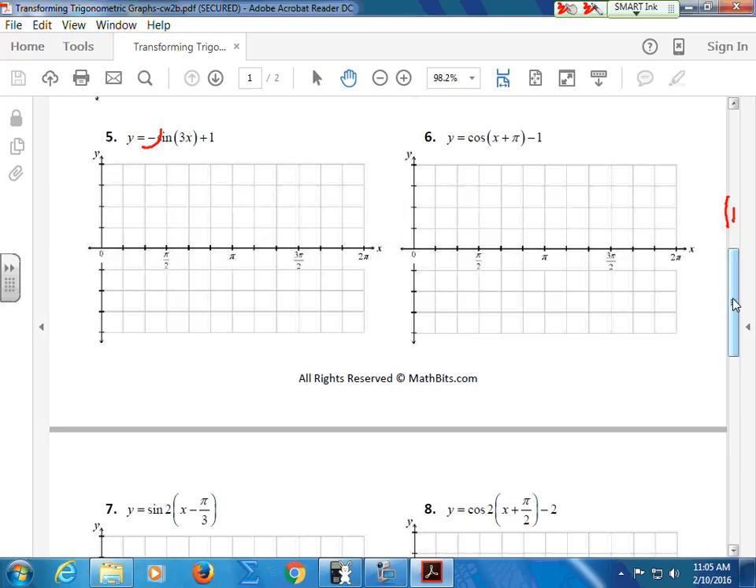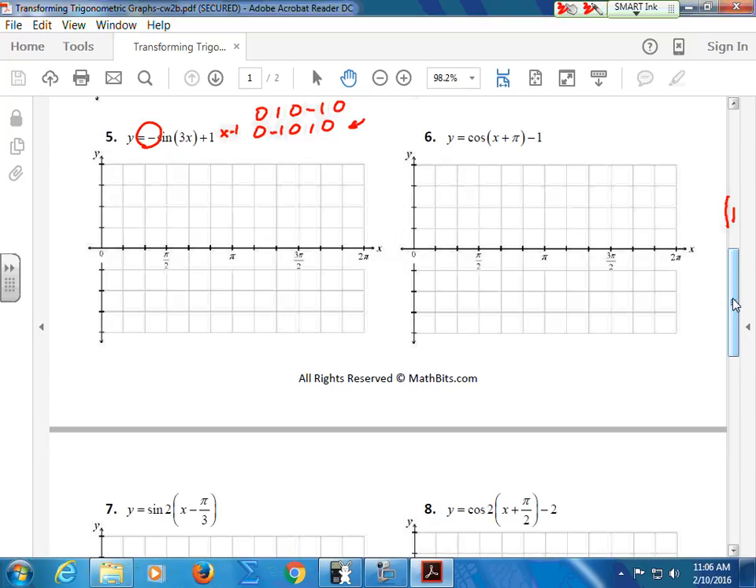What does this negative tell me? Reflection, absolutely. So I still start at the 0, but instead of going up, I'm going to go down. So take your sine and multiply it by a -1. So this is what I'm looking at with my reflection.